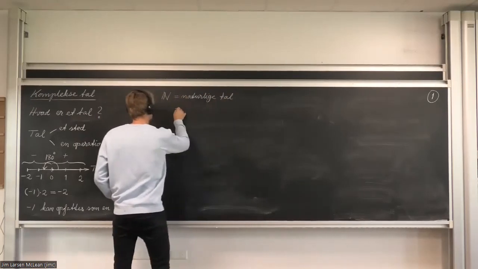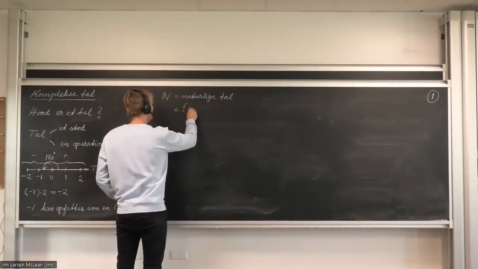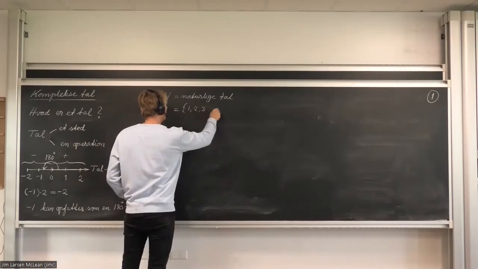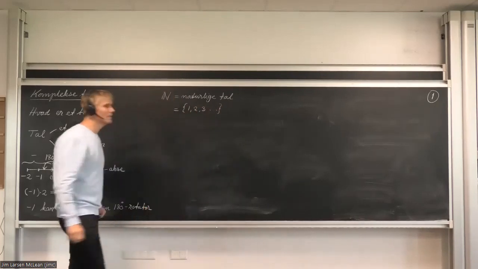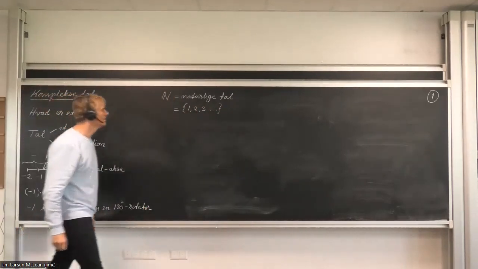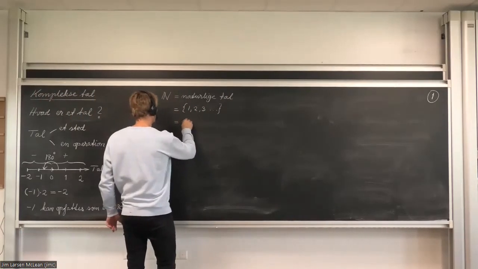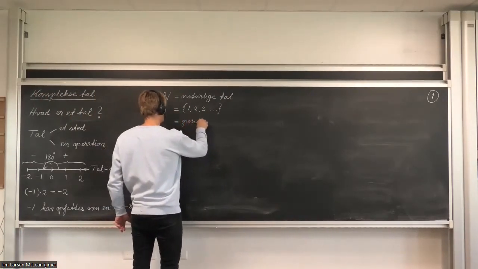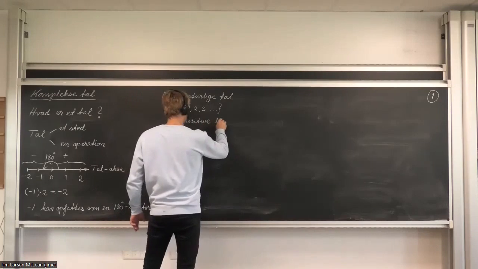And what are those numbers? Well, they're the numbers 1, 2, 3, and so on. So they're all the positive whole numbers.